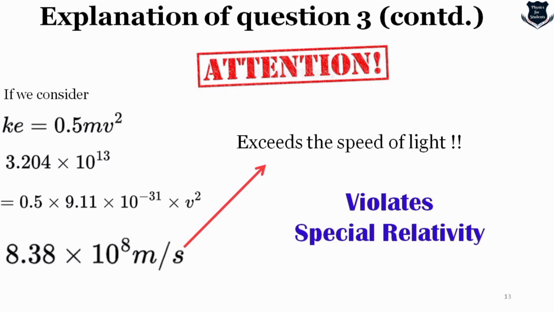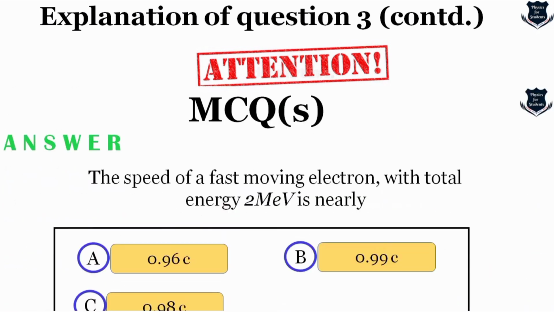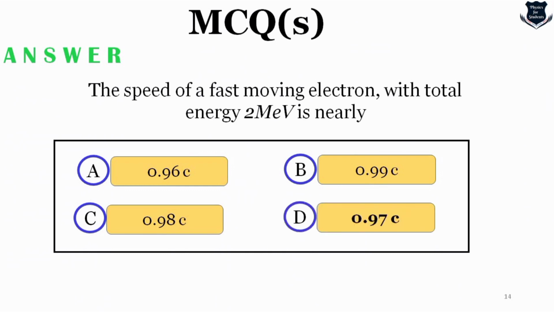I'm not saying that if you're given a problem, it would never come to something more than the speed of light, but based on the principle, it generally doesn't happen, right? So it violates the speed of light if we consider kinetic energy to be this. Coming back to this, what is the answer? It is option D, that is 0.97 C, which we have found out, and that is how.